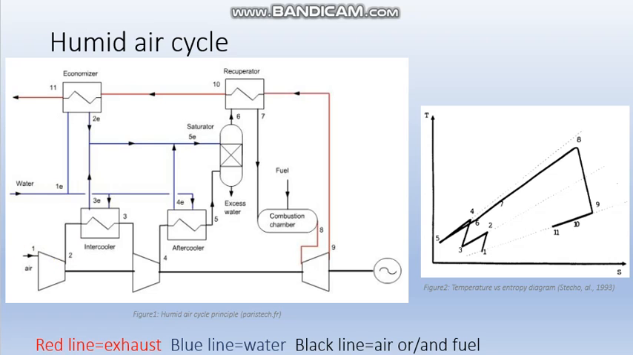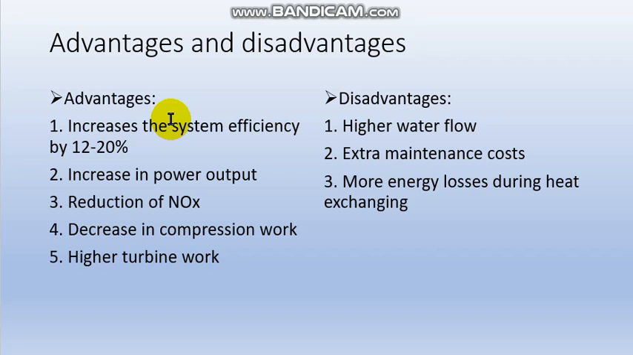Now looking at the advantages and disadvantages of the system. The advantages are that it increases the system efficiency by 12 to 20% if it's installed into a new turbine, as well as an increase in power output. It reduces nitrogen oxides and greenhouse gas emissions in general. Also, there is a decrease in compression work and a higher turbine work.